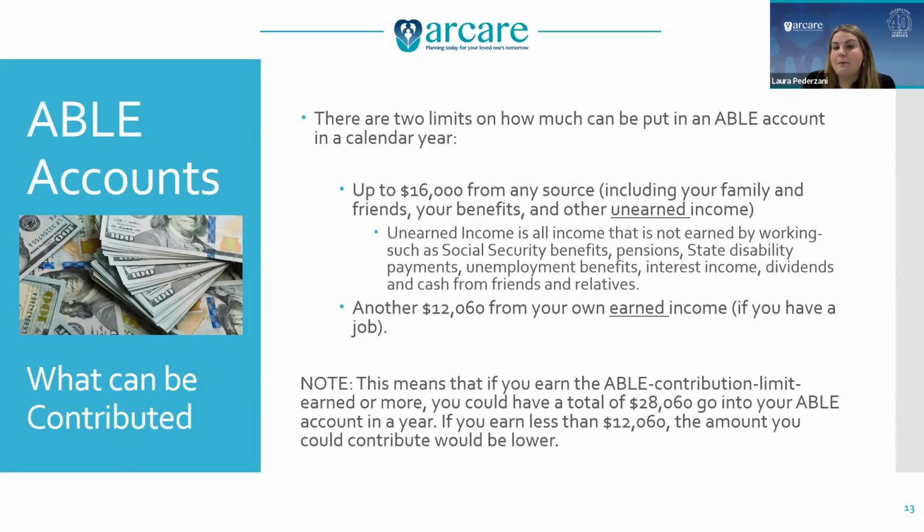There are 2 limits to keep in mind. In a calendar year, you can deposit up to $16,000 from any source. So that includes family members, friends, your benefits and unearned income. Now, unearned income is any income that's earned by not working. So this would include your Social Security benefits, pensions, state disability payments, unemployment benefits if you're receiving those currently, and cash from friends and family.